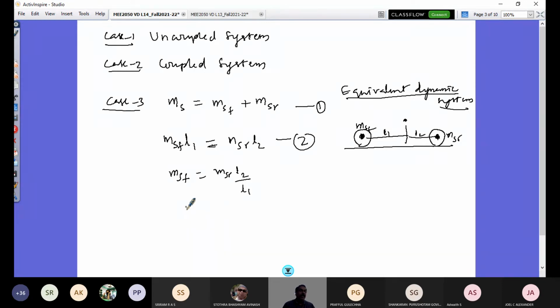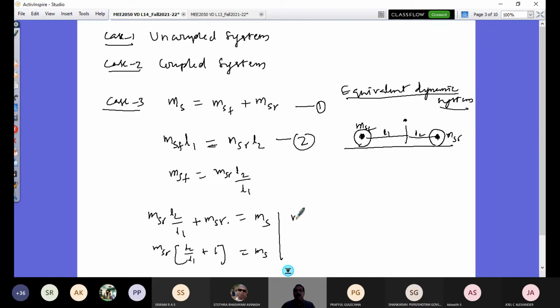What is that I'm going to have? I will have this. So MSR into L2 by L1 plus MSR, that's equal to MS. So if I take MSR out, I will have L2 by L1 plus this is MSR L. This is 1 into MS, and that's going to give me MS is going to be MSR into L1 plus L2 by L1.